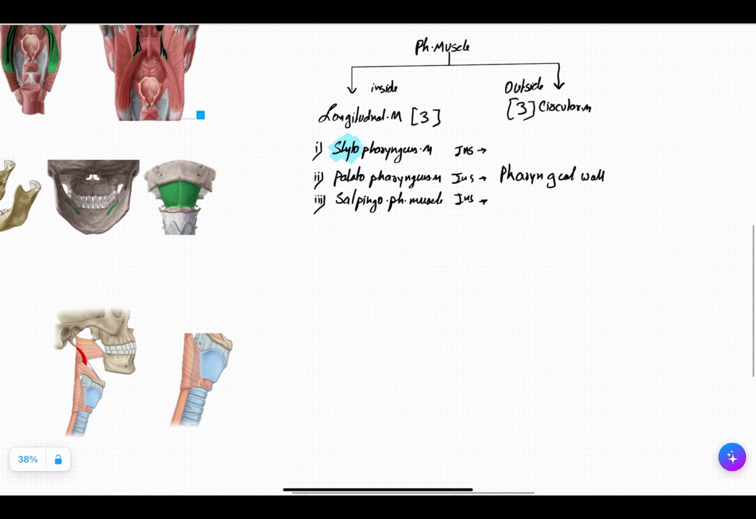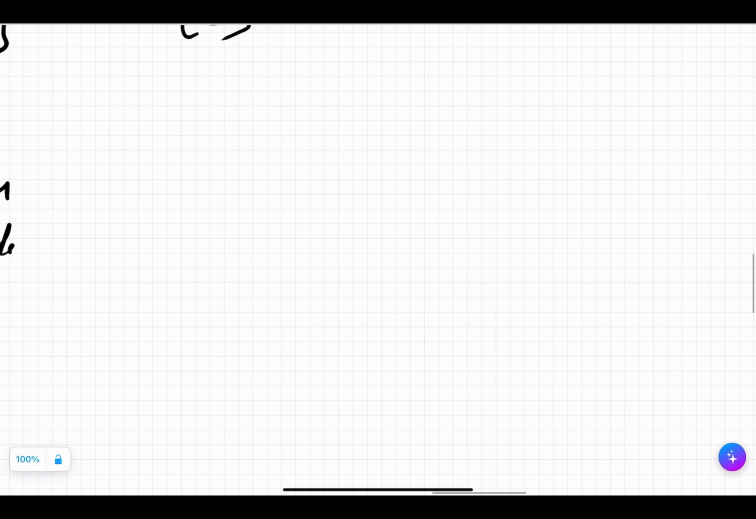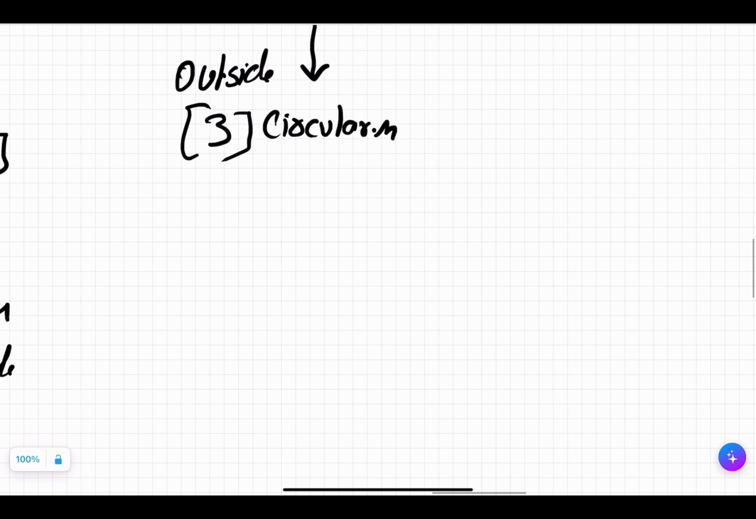Now let's discuss our three circular muscles. First circular muscle is our, what is the other name of circular muscles? Constrictors. Because when they contract, their diameter reduces and they constrict. See, they are contracting, diameter reduces, and they're constricting. That's why they are known as constrictors.